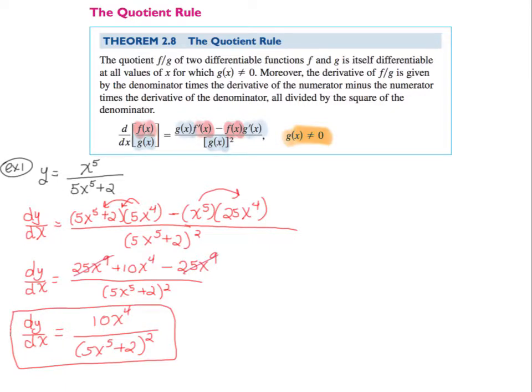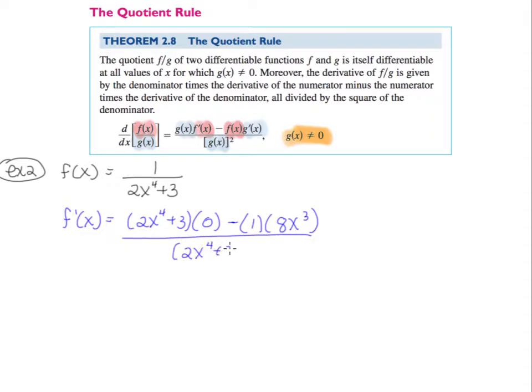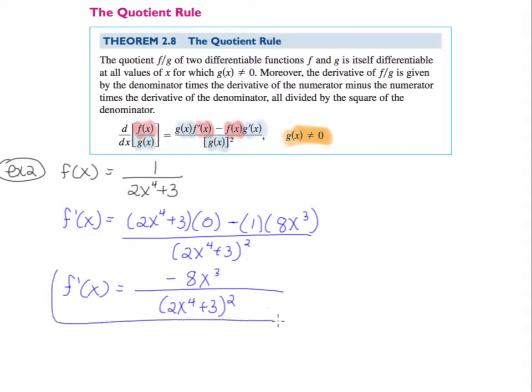After applying the quotient rule, all that's left to do is simplify the expression using our algebraic rules until we get our derivative. In example 2, we're going to start with the same rule. So our derivative is equal to low d high minus high d low all over low low. Simplifying with algebra, we find our derivative.